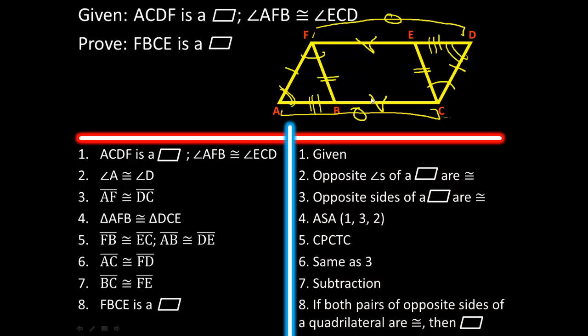And then you can say that FBCE is a parallelogram because if both pairs, so I've got one here and one here, and I showed this, both pairs of opposite sides of a quadrilateral are congruent, then it's a parallelogram. Okay, so that's how you would use that in a proof.